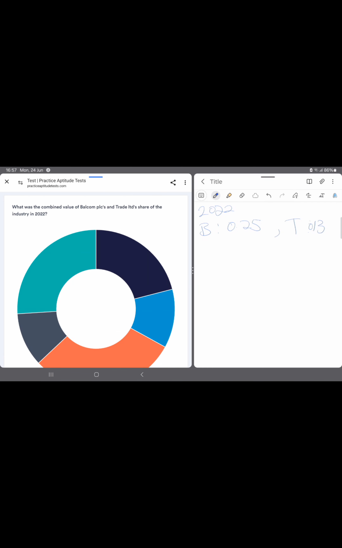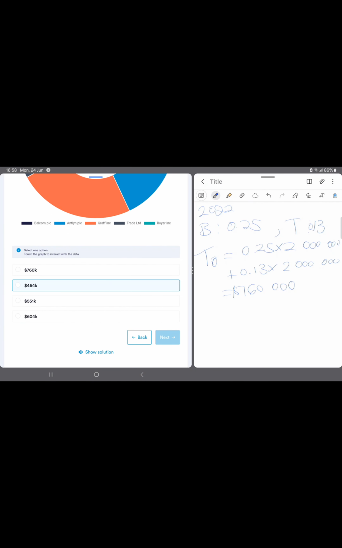Okay, so we are looking for the combined value, meaning that, I'll use TO for the total. So the value for Balcom is 0.25 times 2 million plus the value for Trade, which is 0.13 times 2 million. Then everything together gives us $760,000. Okay, and then that will be option number 1.